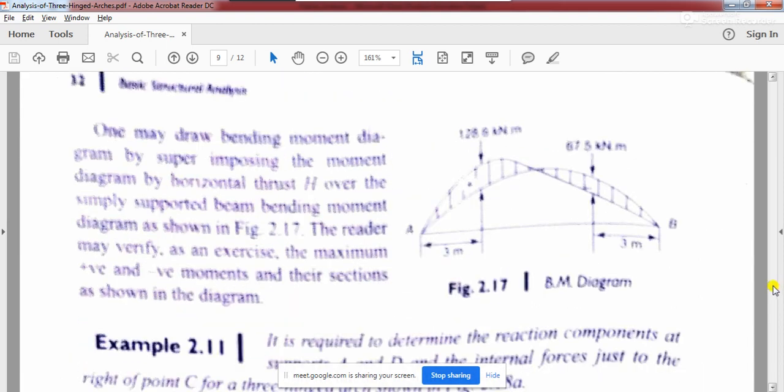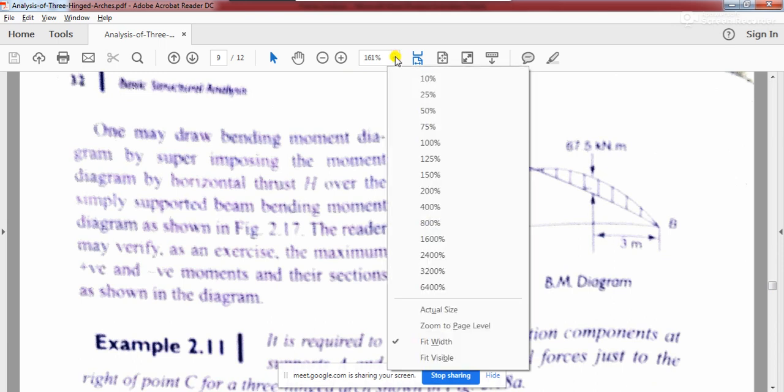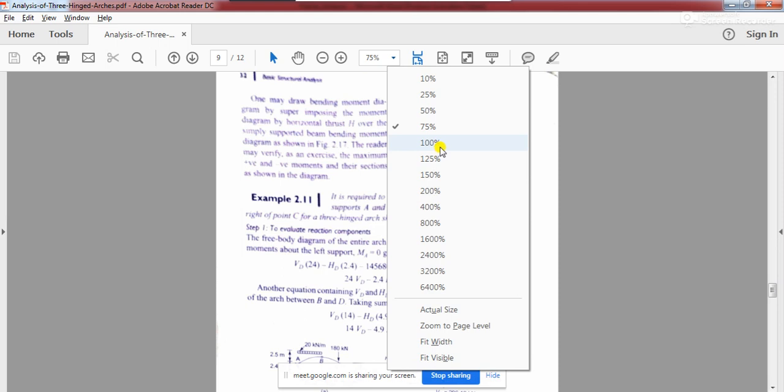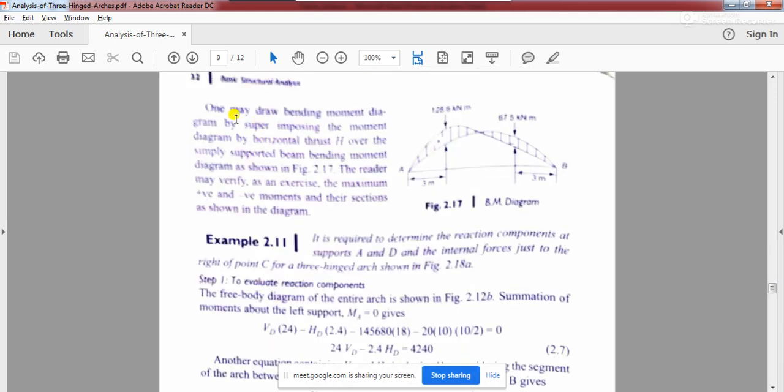You see, this is a little bit hazy. In your handout it may be a little more clear, but here it is a little hazy. Let me explain here. One may draw the bending moment diagram by superimposing. That is very important. So what do you have to do? You need to do the superimposition of the moment diagram by the horizontal thrust.